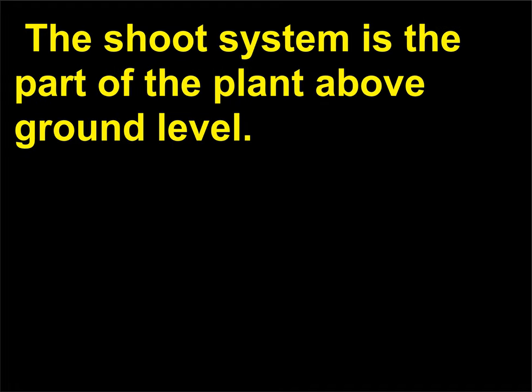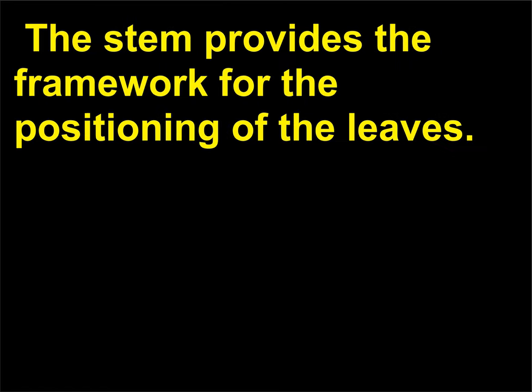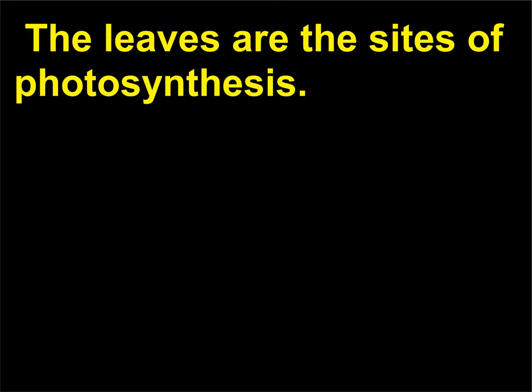The shoot system is the part of the plant above ground level. It consists of the stem and leaves. The stem provides the framework for the positioning of the leaves. The leaves are the sites of photosynthesis.